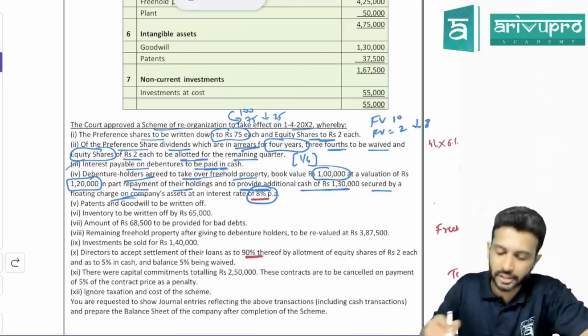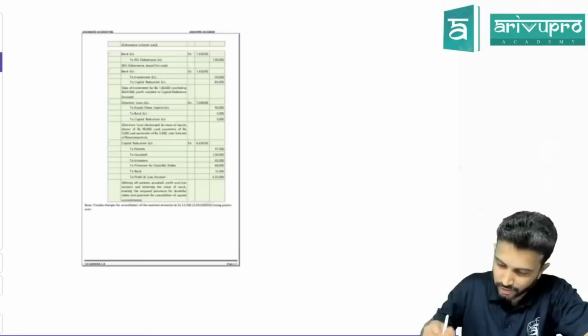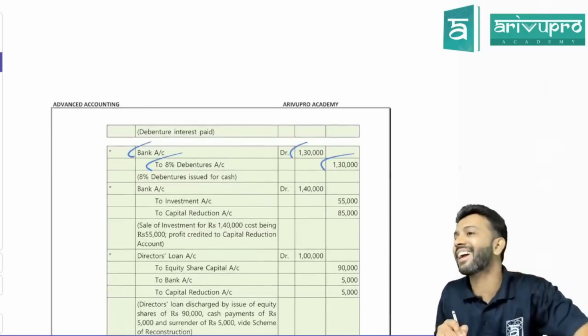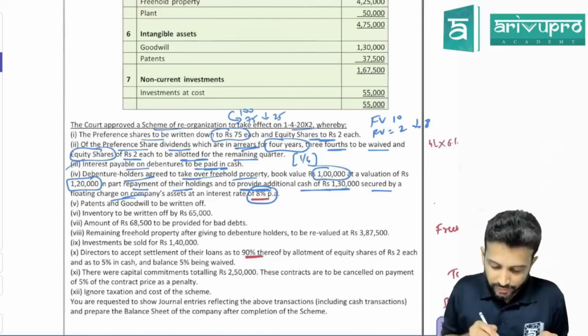So simply, what is the entry for this? Bank account debit. Study material, I tell you. Bank account debit to 8% debentures 1,30,000. Okay, that's all. Next one.